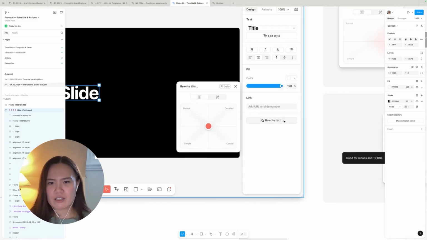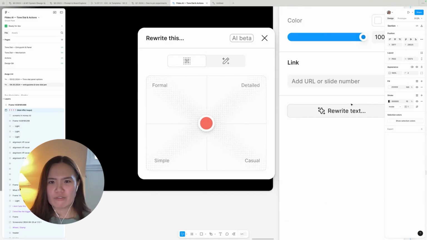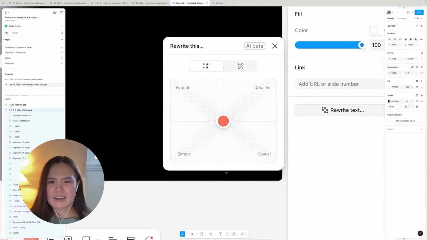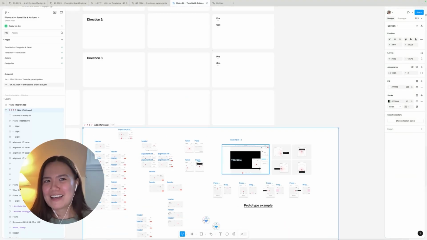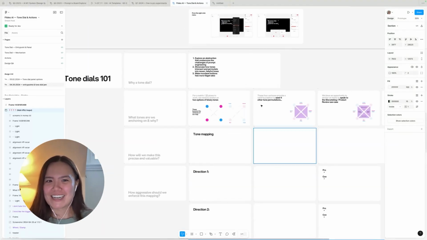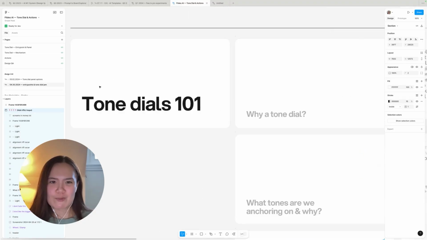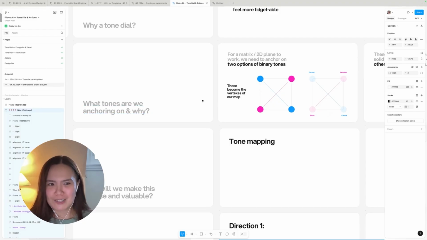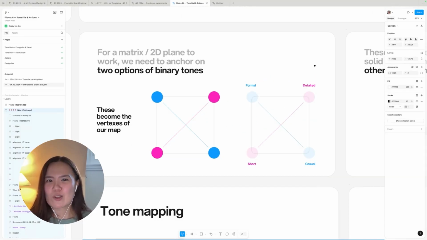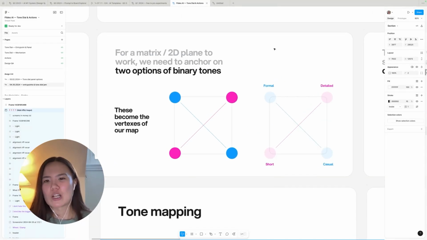This is probably one of the very first iterations I made, a combination of dots and guiding markers, being really clear about what each corner means. If you were to ask me about one of the biggest changes we made here, I have a very clear answer. That was the benefit of taking work to crit. One of my first crits was literally "tone dials 101." Why a tone dial? And what are the tones we're anchoring on and why? This was my first breakdown of the overall anatomy.